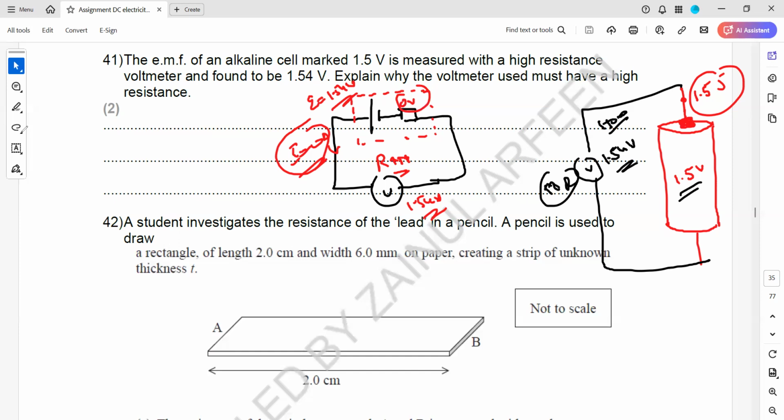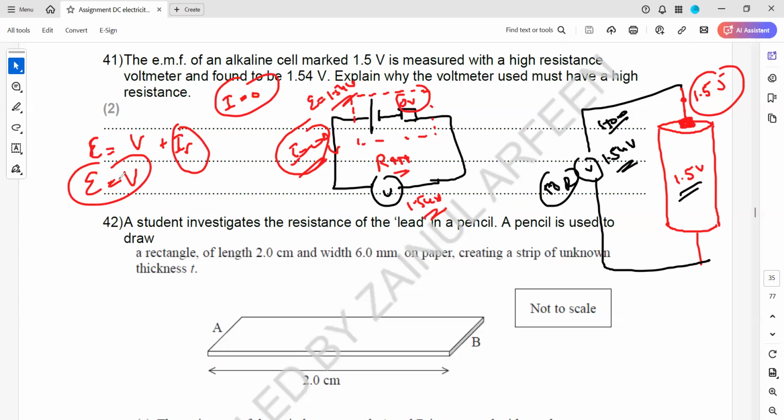So the EMF of the supply is equal to the external voltage drop plus Ir. But because the current is zero, as there is a very high external resistance, this factor is zero. So in that case, the EMF is equal to V. So what is the EMF of the supply? The same potential will be recorded by the voltmeter.